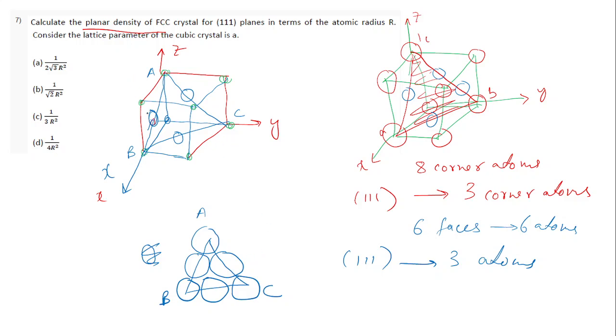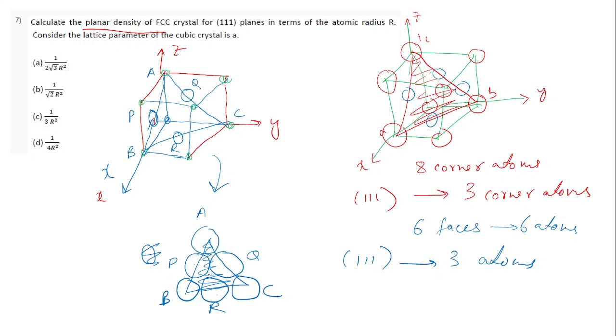And then on this face, let's say this is P atom, this is Q atom, and this down one is R atom. So this is that P atom, Q atom, and R atom. I hope you are able to correlate these two diagrams. That on this 111 plane we have 3 corner atoms A, B, C, and we have 3 face atoms P, Q, R.